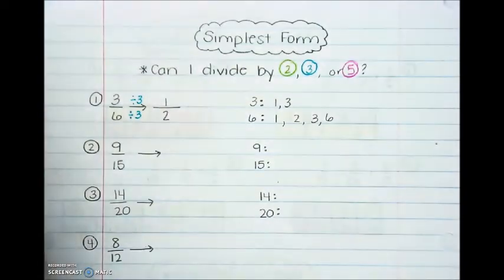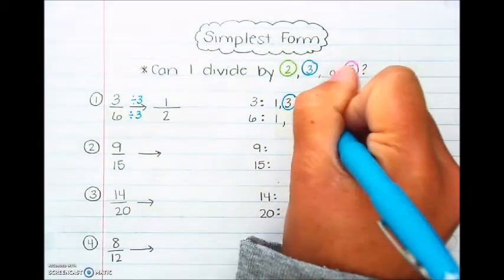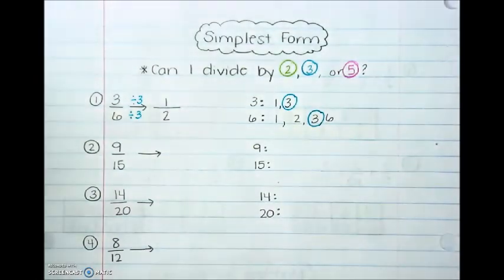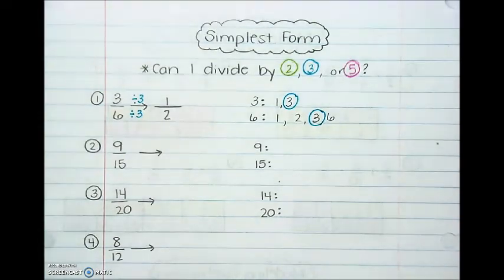So now when I look at both lists, the number 3 is the biggest number that both lists have in common. So that is another way of checking how to put that number in simplest form.